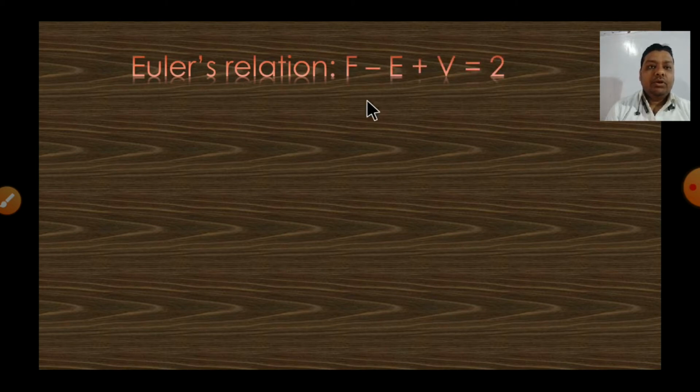The formula is f minus e plus v is equal to 2. What do f, e and v mean? F means face, e means edge and v means vertex. So if we subtract the edges from the faces and then add the vertices, it will surely be equal to 2. How? Let's see the figure also.